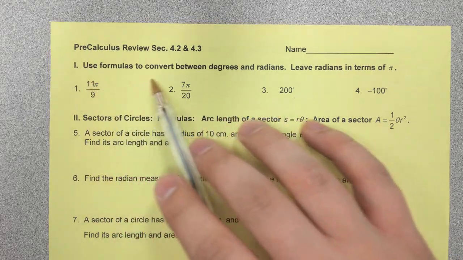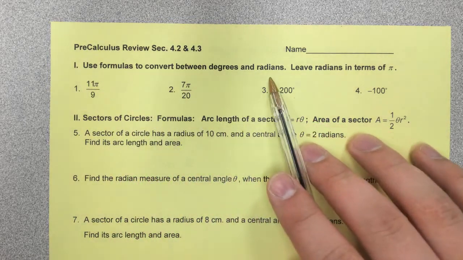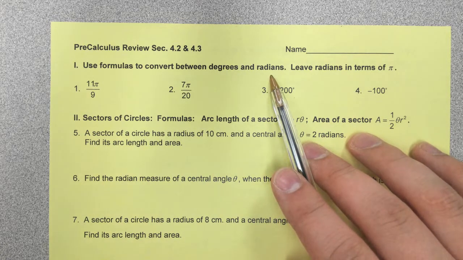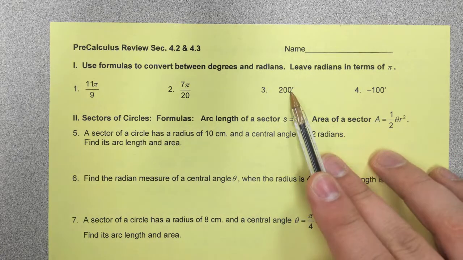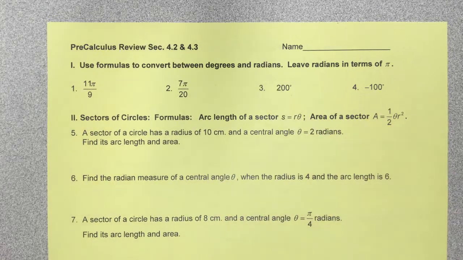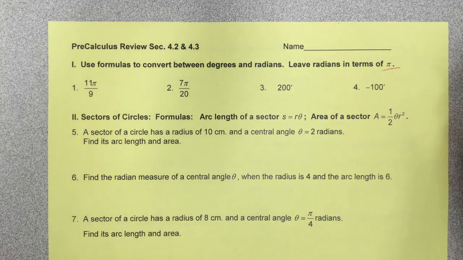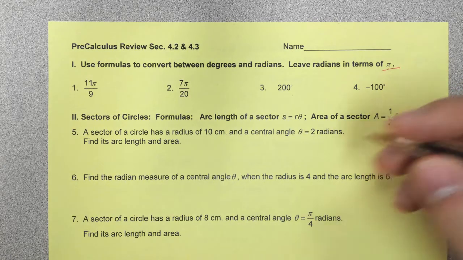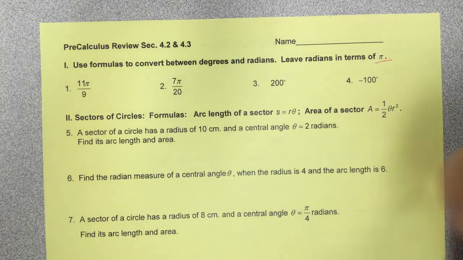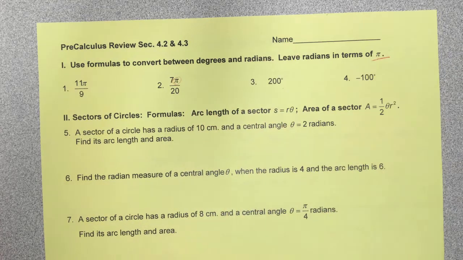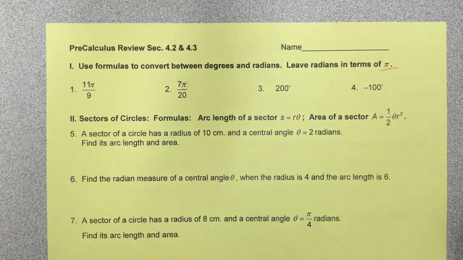It says use formulas to convert between degrees and radians. I mean, it really is both ways. We're given degrees and radians, and we're trying to go from one to the other. Make sure that you're leaving everything in terms of pi, so that you're not just multiplying by like 3.14 or something like that. We want to leave it in terms of pi, just like most of our radian measures are.